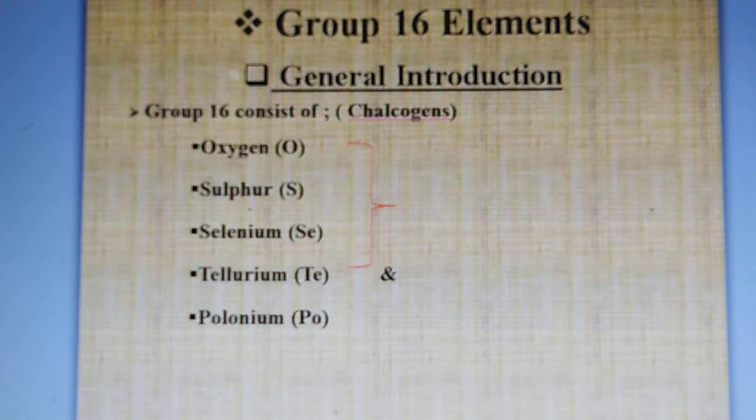Out of these, the first four, O, S, Se and Te, these four members are ore forming elements. So, these are ore formation elements.